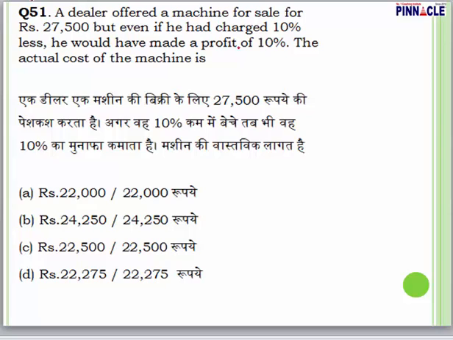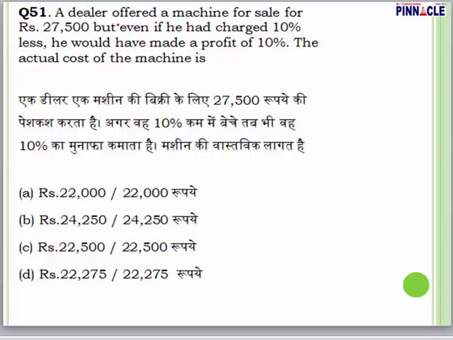This is a test series going for Tier 1, and in this paper, question number 51: a dealer offered a machine for sale for rupees 27,500, but even if he had charged 10% less, he would have made a profit of 10%. The actual cost of the machine is?